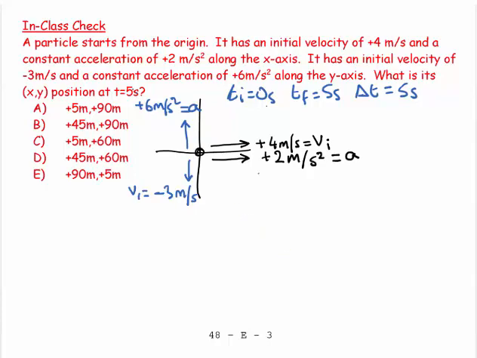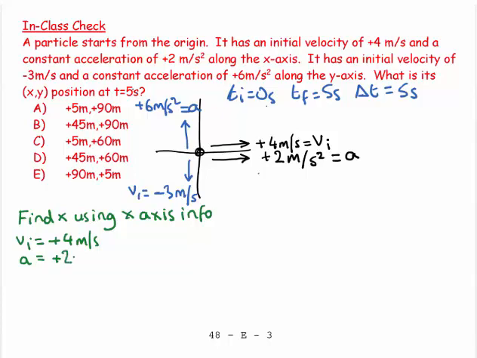Okay, the way I'm going to do this is I'm going to solve for x and then solve for y. So find x using x-axis info. I'm going to remind myself I want to use only x information to find this value. So I look at my diagram and I say, well, I know that Vi is equal to plus 4 meters per second, and I know that A is equal to plus 2 meters per second squared. I know that my delta t is equal to 5 seconds, and I want to find my delta x. I want to find how far I move away from the origin.